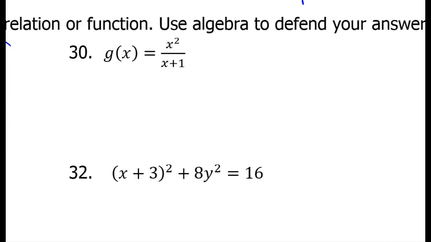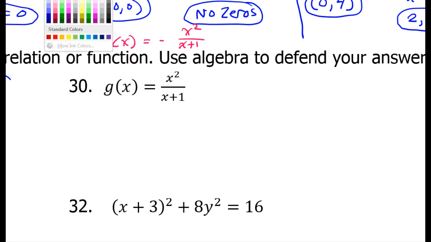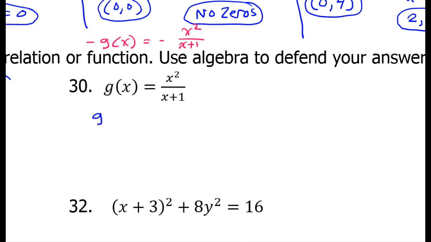So again, the first thing you need to do is write down the negative version of the function. I'll squeeze it in up here. So negative g of x is going to be negative x squared over x plus 1. Okay. Now we need to find g of negative x. So that's going to be negative x squared over negative x plus 1.